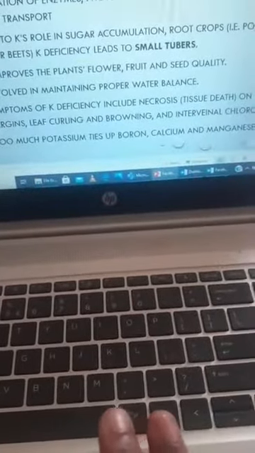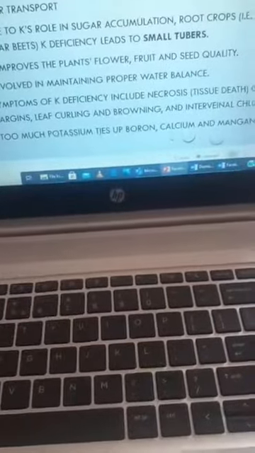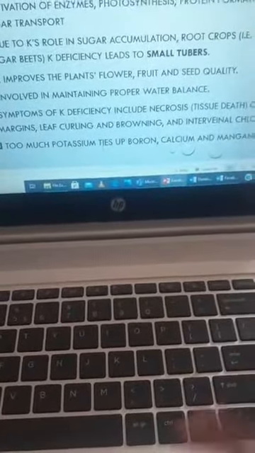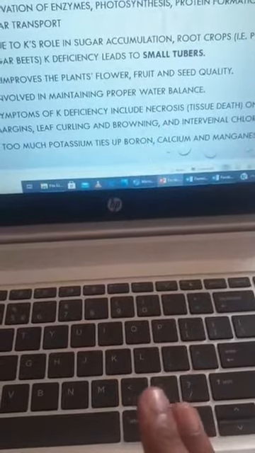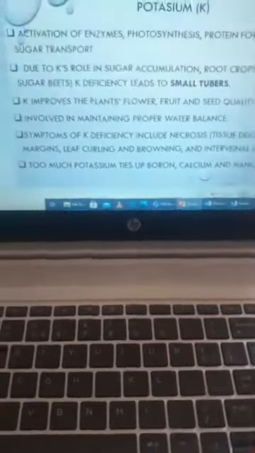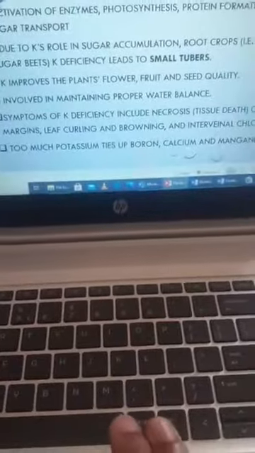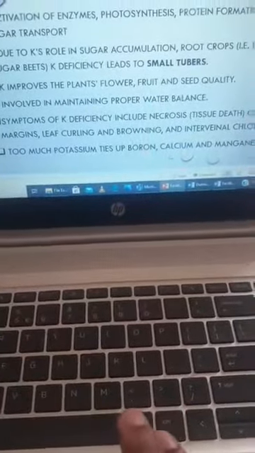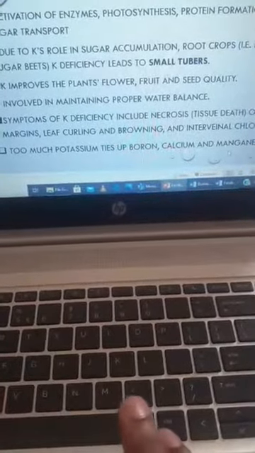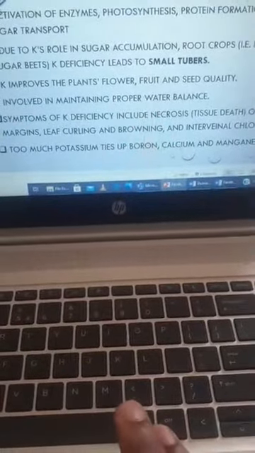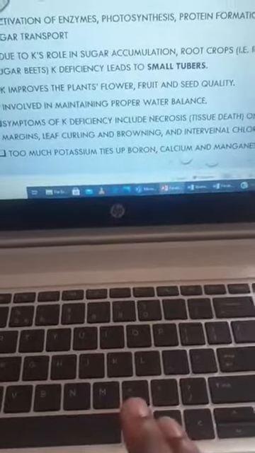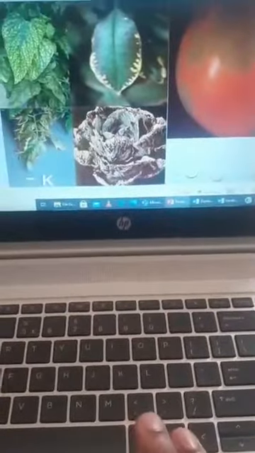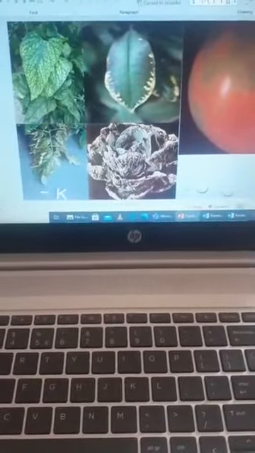Once you apply too much potassium, too much of a good thing is bad, farmers. Once you apply too much potassium, it ties up boron, calcium, and magnesium. So that's why you must always balance. Once these things are being tied up, they are no longer available to your plants, and then you start to see a deficiency of calcium, deficiency of boron, deficiency of manganese and so on. So your plant will demonstrate these things if it is short of potassium.